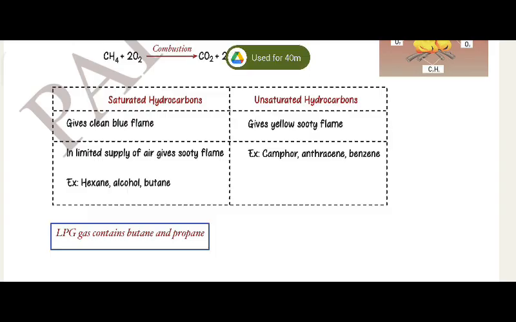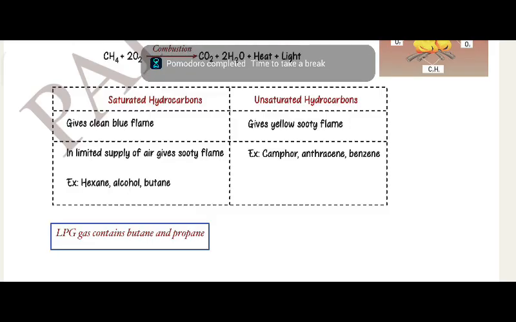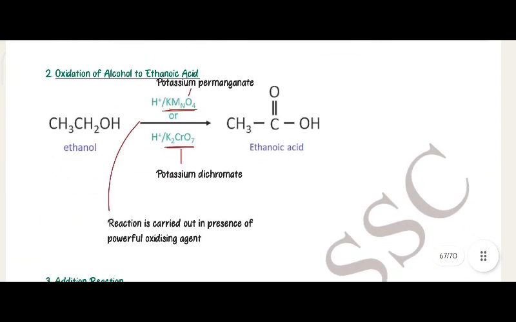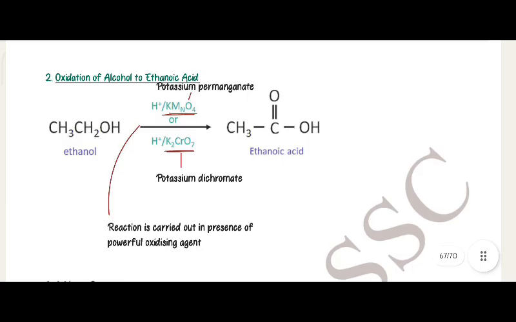In a limited supply of air they give a sooty flame. Examples: hexane, alcohol, butane. Unsaturated hydrocarbons give a yellow sooty flame. Examples: camphor, anthracene, benzene. LPG gas contains butane and propane. Oxidation of alcohol to ethanoic acid.